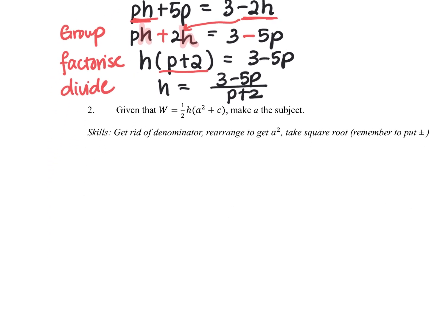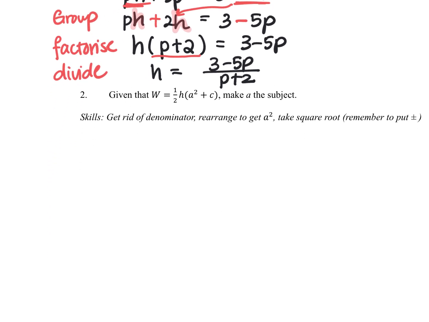Now, this one is a little bit of a mixture involving fractions with a numerical denominator, and involving squares and square roots. Okay, so first let us look at our question. We have w equals half, a fraction here, h bracket a square plus c. The question is to make a the subject. So they want to make a the subject.